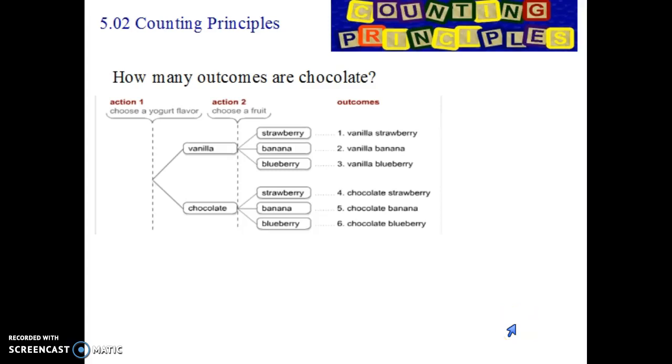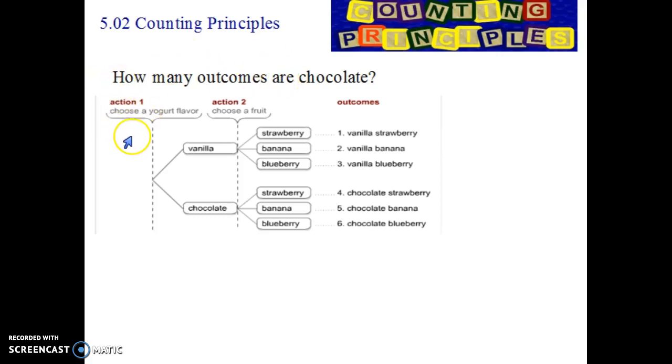All right, here is some help with quiz 5.02. So 5.02 is counting principles. Unit 5 starts probability, so we're talking about different experiments and the outcome of those experiments. It says how many outcomes are going to be chocolate.